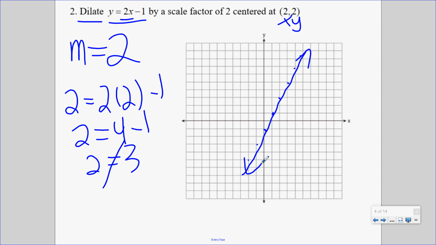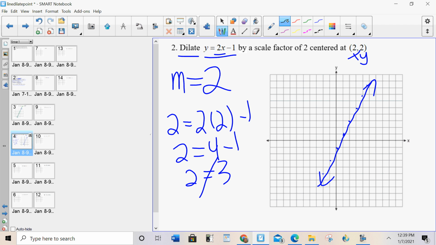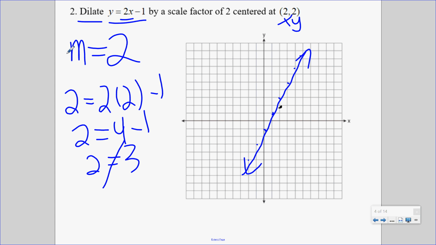The center of dilation is (2, 2). So let's dilate a couple points. Let's do this point right here. To get from the center to that point, I'm going up 1. So I'm going to do that twice. Up 1 once, up 1 twice.